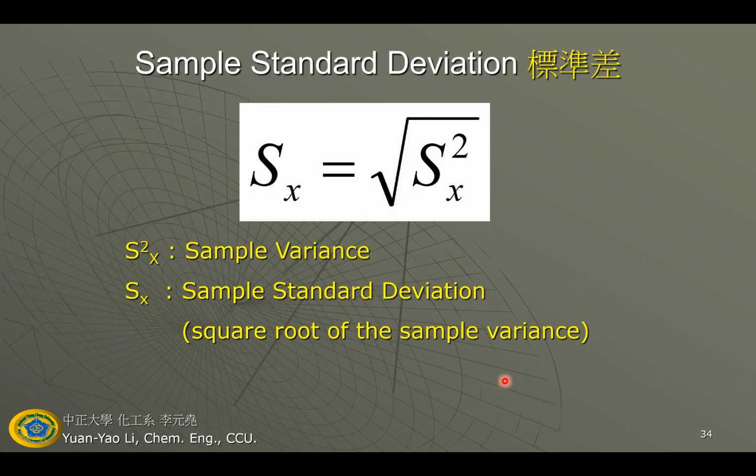And the third method is called sample standard deviation. Sample standard deviation is the square root of the sample variance. You just take a square root. Again, if the standard deviation is smaller, the data scattering is smaller, which is better, right?